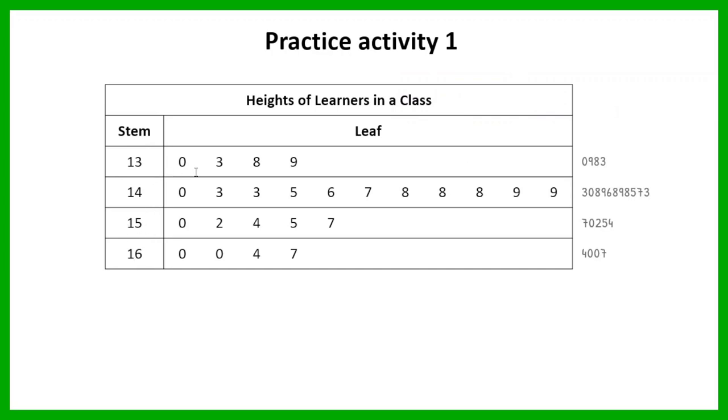Okay, and then you should have ended up with 0, 3, 8, 9 in the first row. You should have had 0, 3, 3, 5, 6, 7, 8, 8, 8, 9, 9 in the second row, in the 14 row, that's the 140s. Then in the 150s, you should have had 0, 2, 4, 5, 7. And in the 160s, you should have had 0, 0, 4, 7. Okay, so that's what your stem and leaf plot should look like.